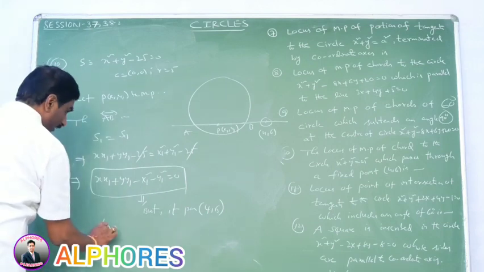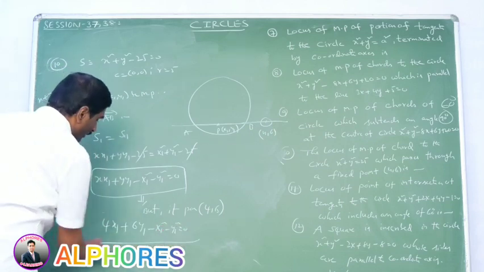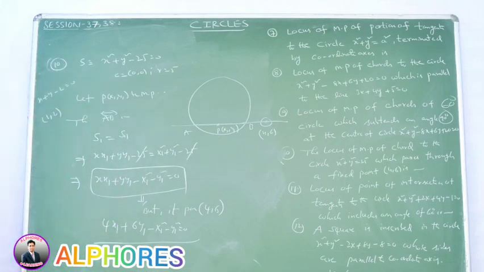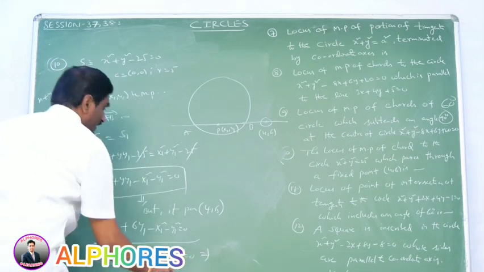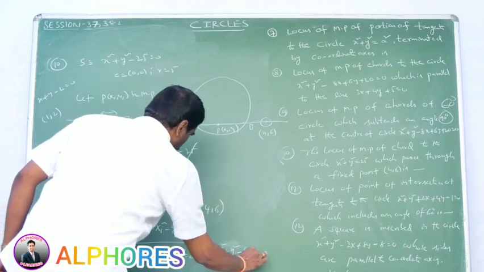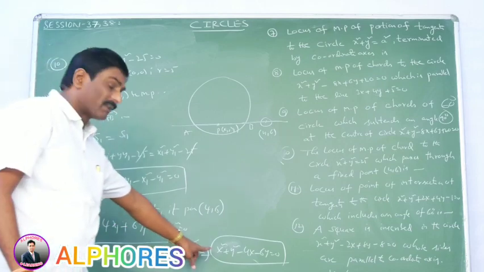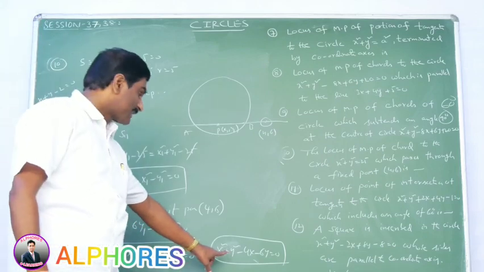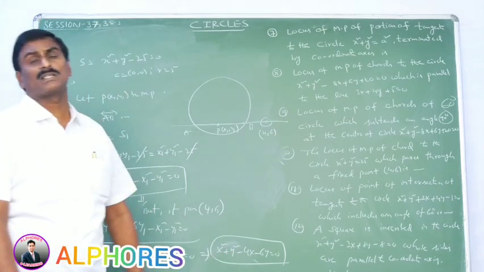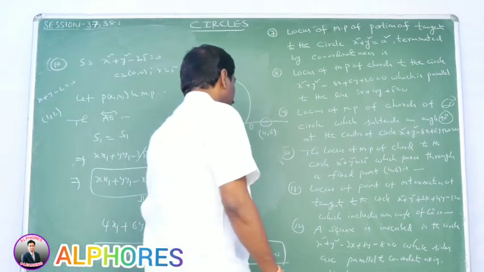Substitute this point in this equation: 4x1 + 6y1 - x1 square - y1 square = 0. By substituting this point, we get a relation between x1 and y1. It is the required locus. Therefore, the locus is 4x + 6y - x square - y square = 0. That means x square + y square - 4x - 6y = 0. It is the locus of the midpoint of the chord. It is nothing but a circle. In some cases, find the radius of the locus circle. The center of the circle is (-g, -f). Radius is equal to root of g square + f square - c. Okay? Next.